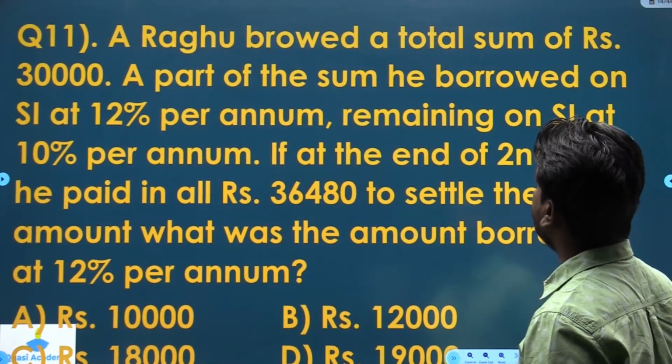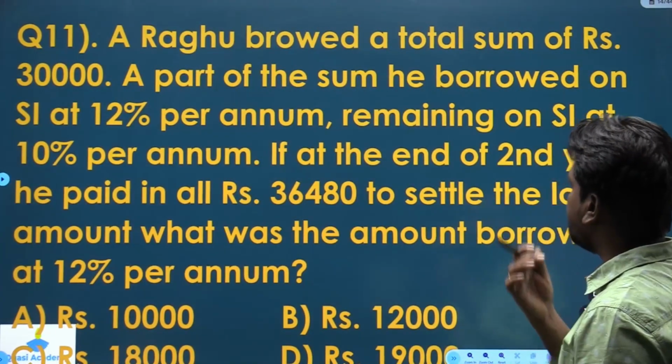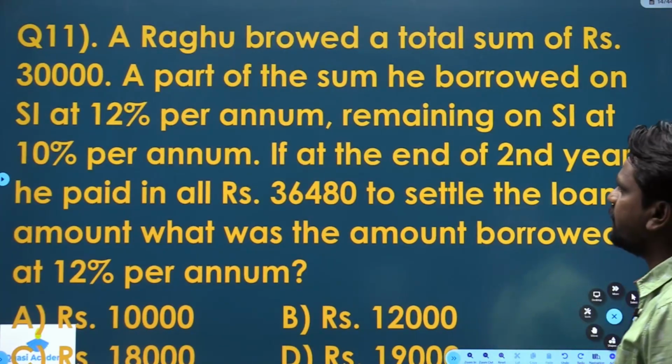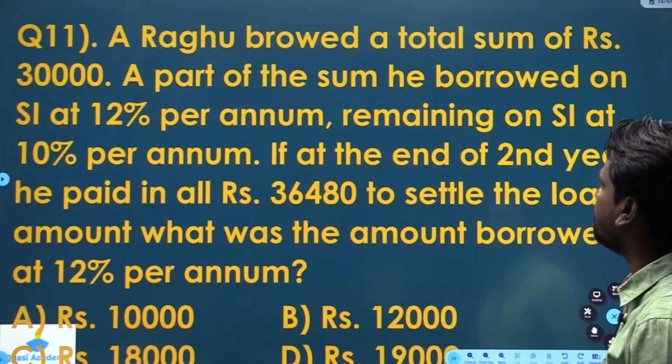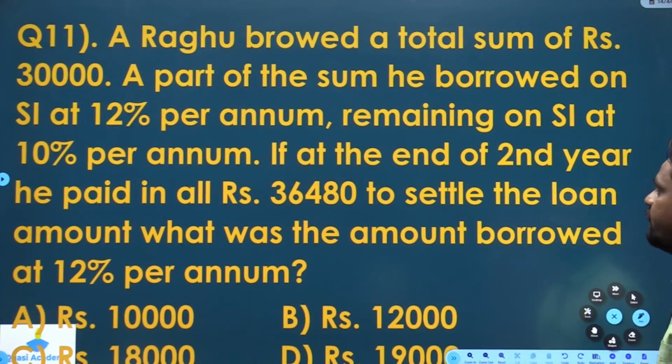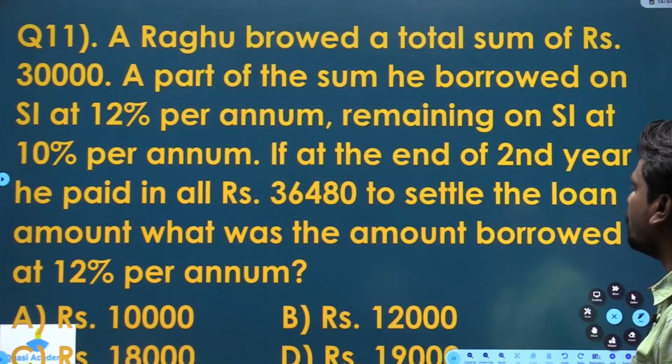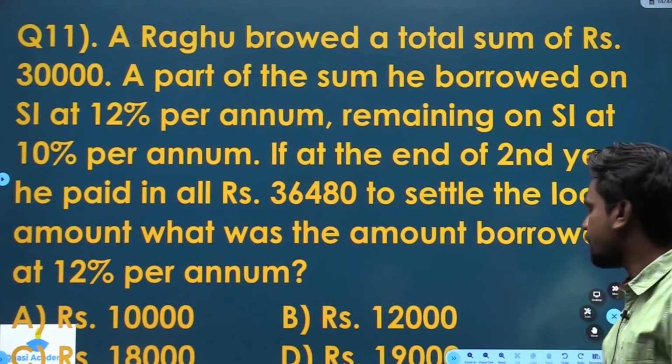Raghu borrowed a total sum of rupees 30,000. A part of the sum he borrowed on simple interest at 12% per annum and the remaining on simple interest at 10% per annum. If at the end of the second year he paid in all rupees 36,480 to settle the loan amount, what was the amount borrowed at 12% per annum?